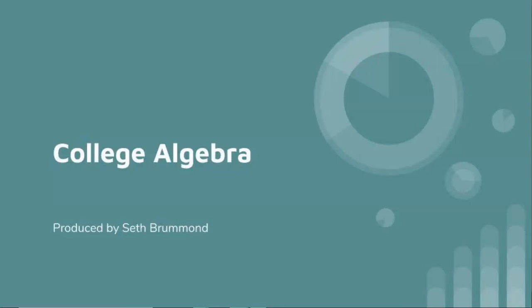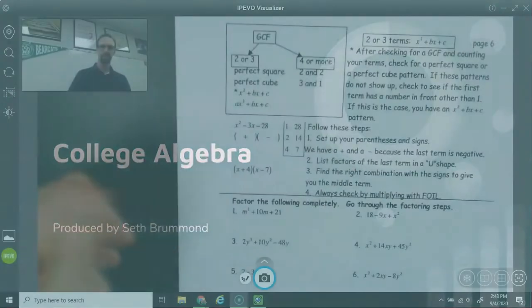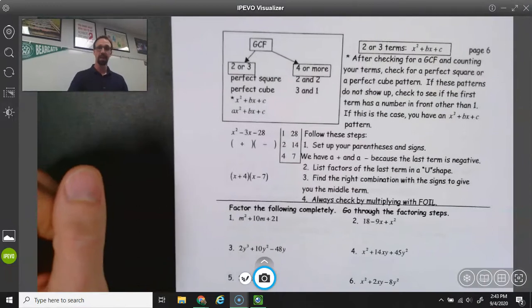Hi friends, welcome to Unit R, Day 4. This is the factoring packet. Today we're going to be looking at page 6.